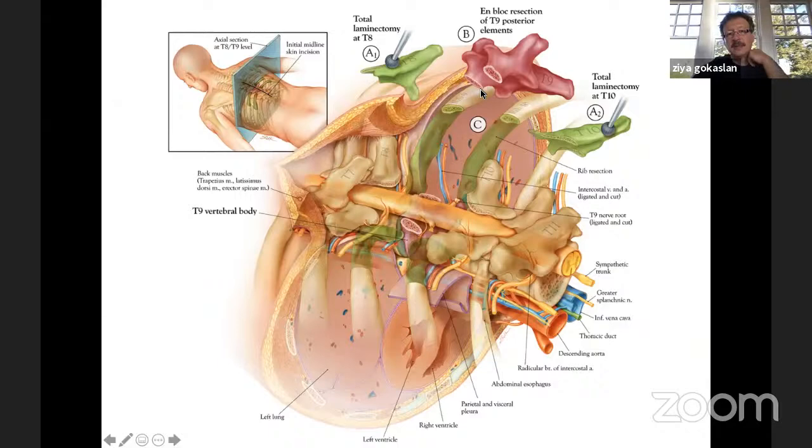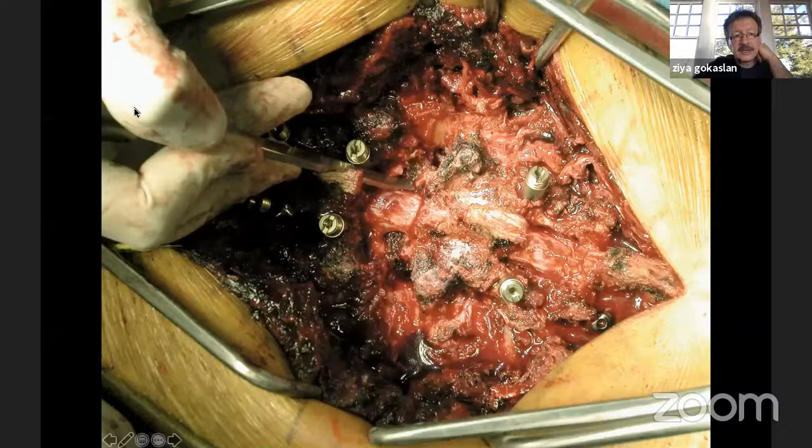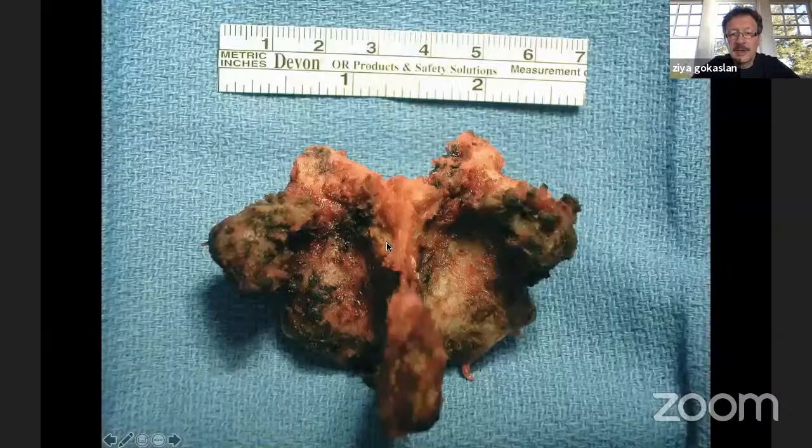And then here is in the OR, that's how it looks like. The patient's head is on the left top corner, the legs are on the right bottom here. And here are the posterior elements. The pedicle screws are in place already for stabilization. And we are transecting the pedicles on both sides using osteotomes here. And here the posterior elements are removed.